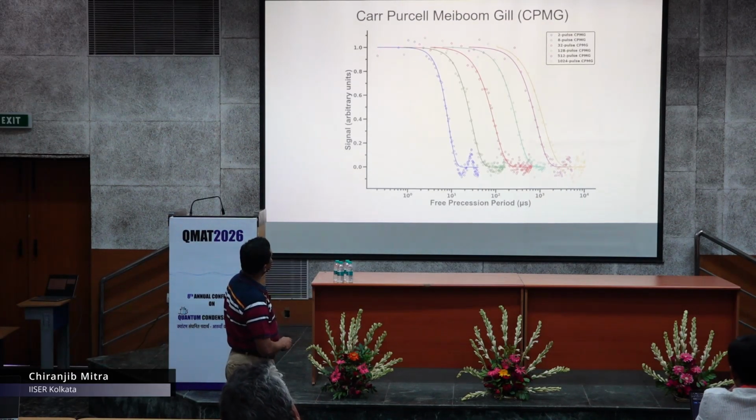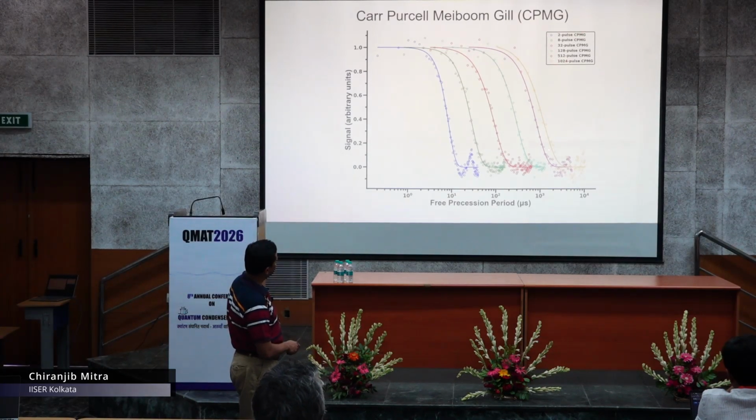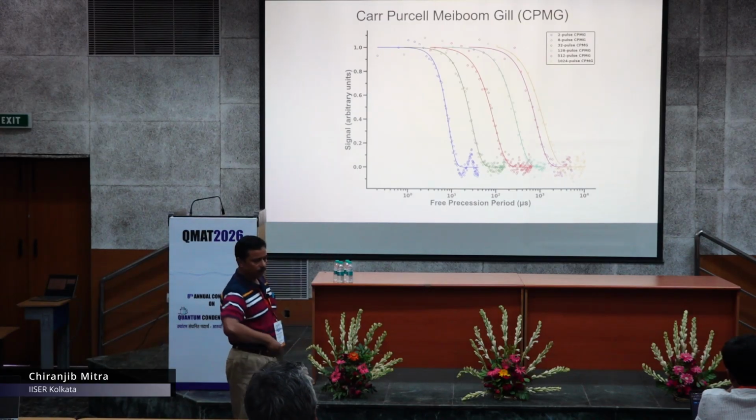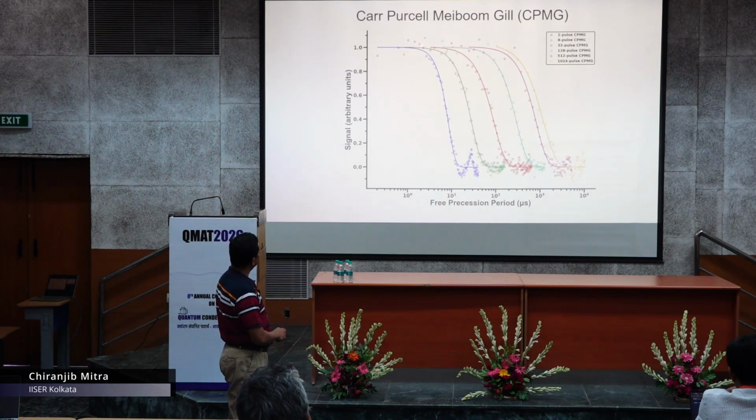So this is 2 pulse CPMG, then 8 pulse CPMG, then 32 pulse CPMG, and we have measured up to 1024. We are in the process of increasing this. As you are seeing, the T2 is actually increasing.